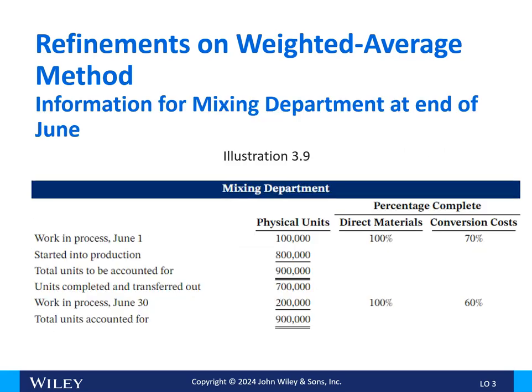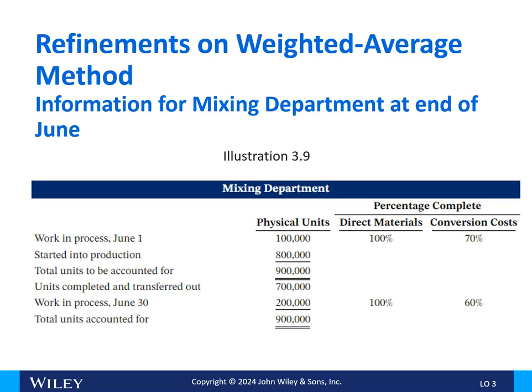So we have physical units: work in process at the beginning of June, the number of units started in production, total units to be accounted for. So in this case, we started with 100,000 units. We started production on 800,000 units. So we have 900,000 that we have to account for. The units completed and transferred out were 700,000. The work in process June 30th is 200,000. So we've accounted for 900,000.